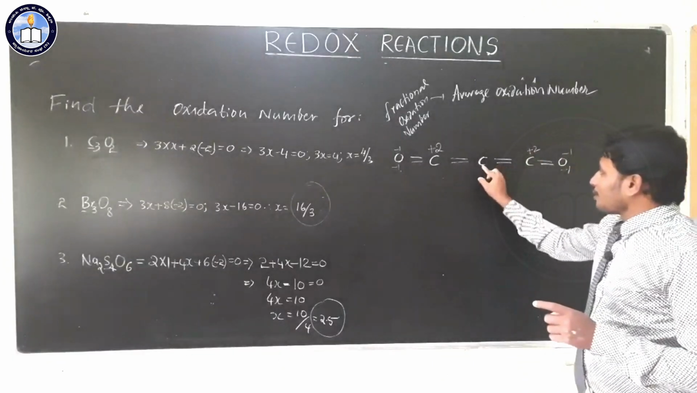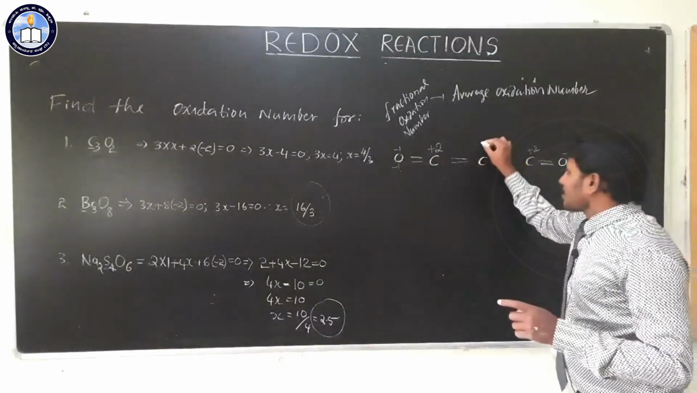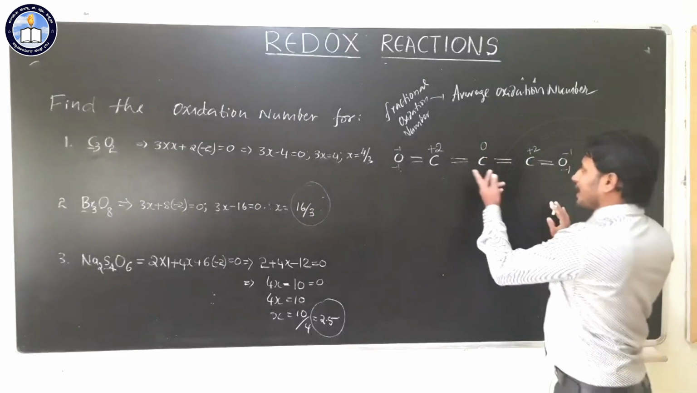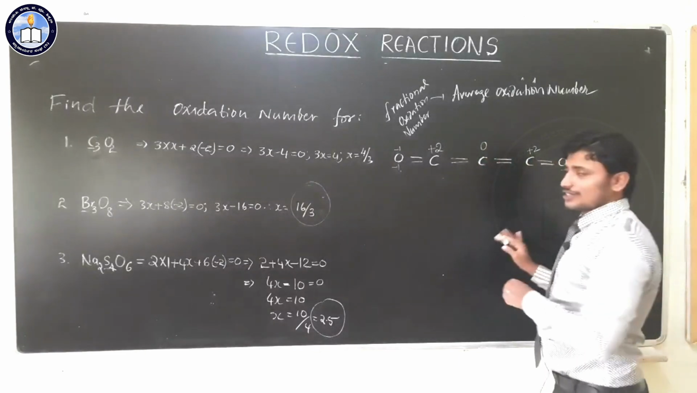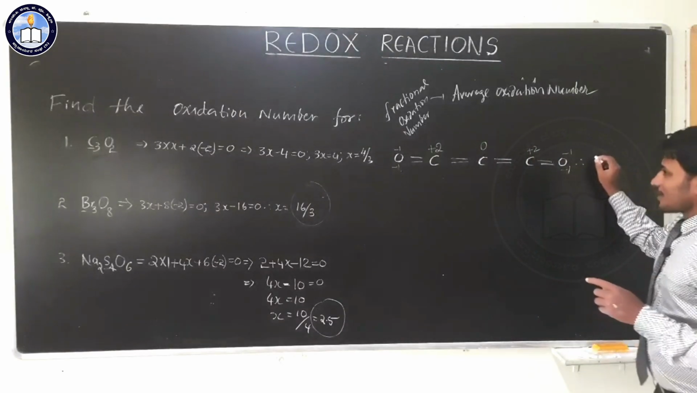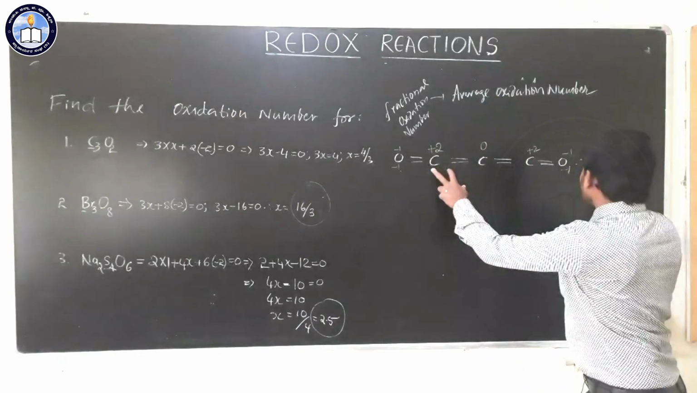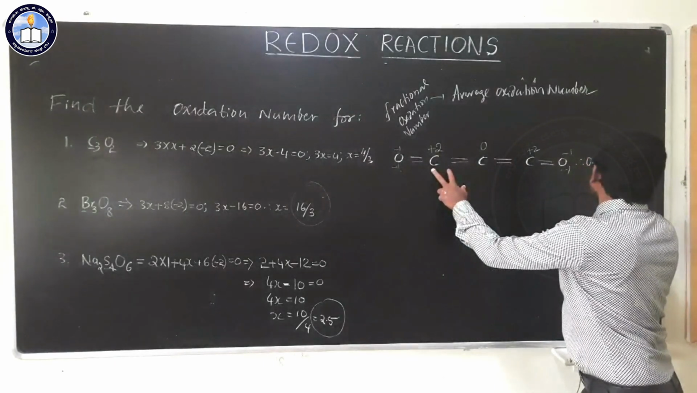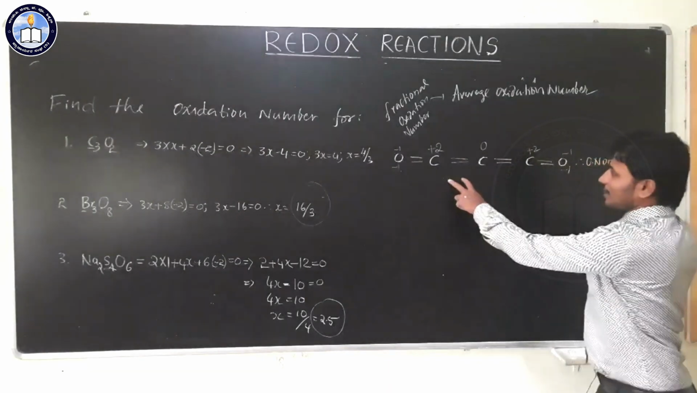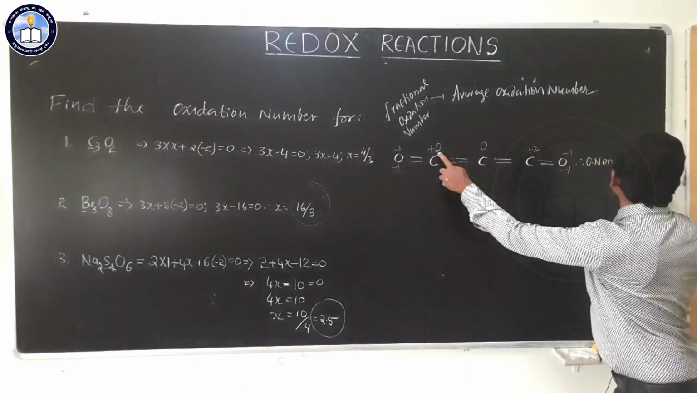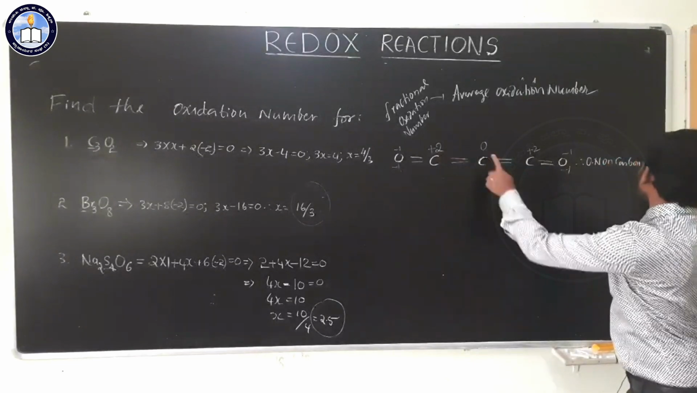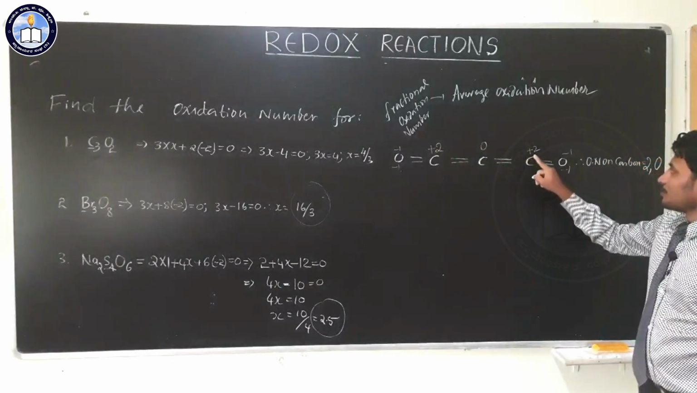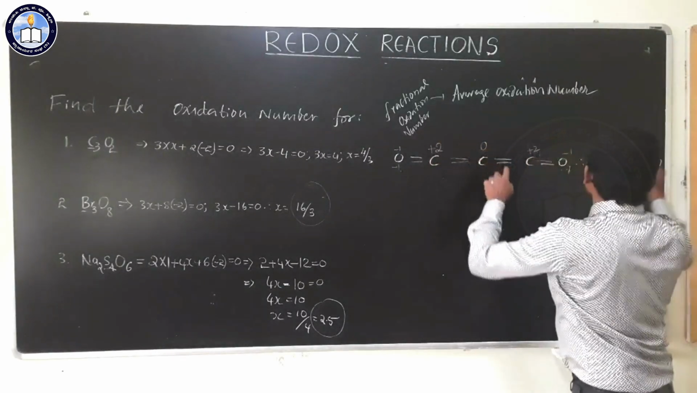Here carbon formed a bond with carbon, so the oxidation number is taken as 0, because we are not getting any electronegativity difference. Therefore, what is the oxidation number on carbon? 2, 0, 2. So the oxidation numbers are 2, 0 and 2. This is the right answer.